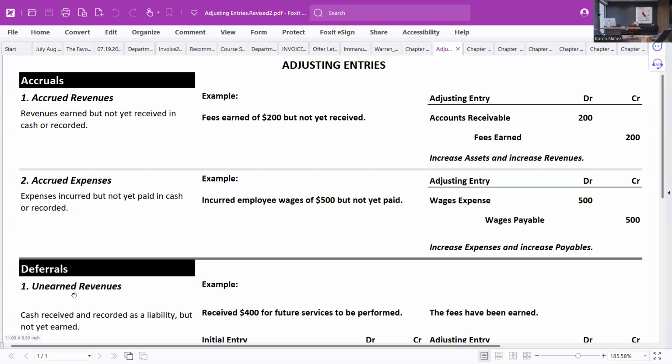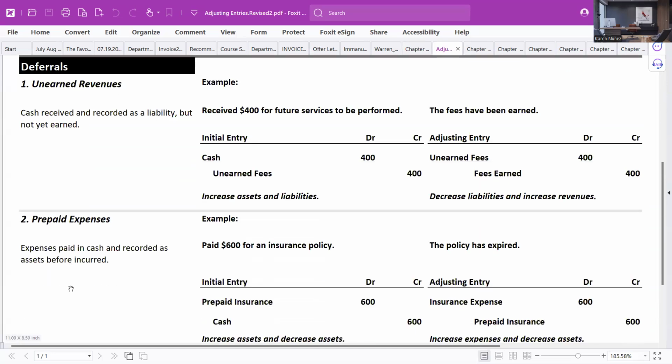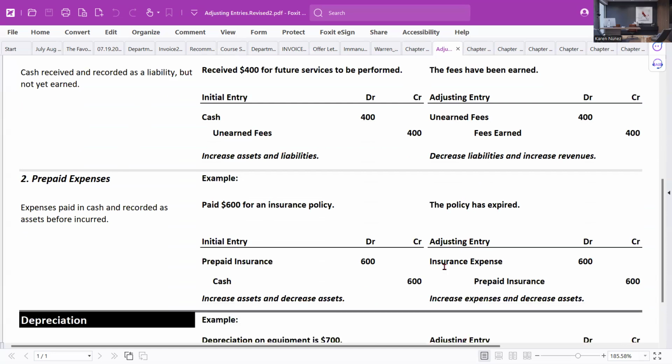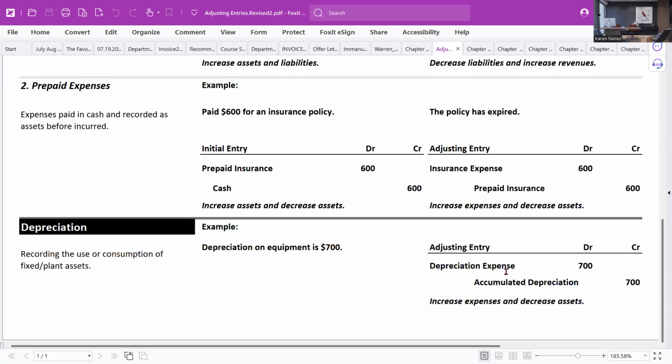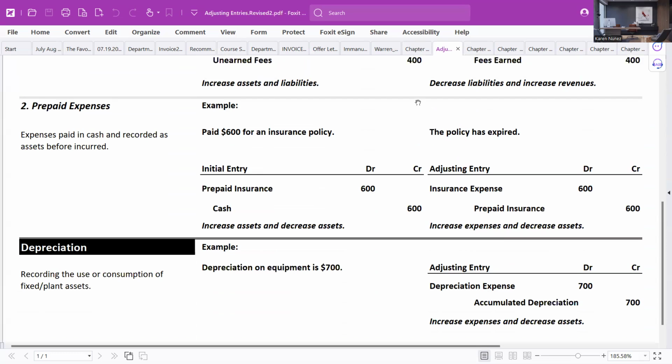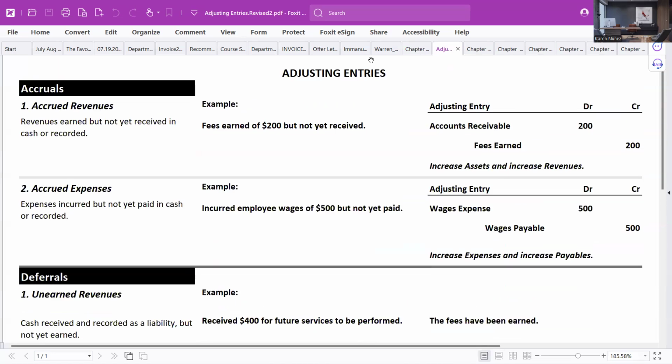We need to record a deferral. Well, if we have a deferral, then that means that we have to adjust that revenue because we've earned it. So we reduce the liability, we increase the revenue. If we need to adjust a prepaid expense, well, then what we have to do is recognize the expense and reduce the asset. And then the third kind of an adjusting entry, the depreciation, debit depreciation expense, credit accumulated depreciation. And we'll refer back to this if we need to as we go through the homework assignment.